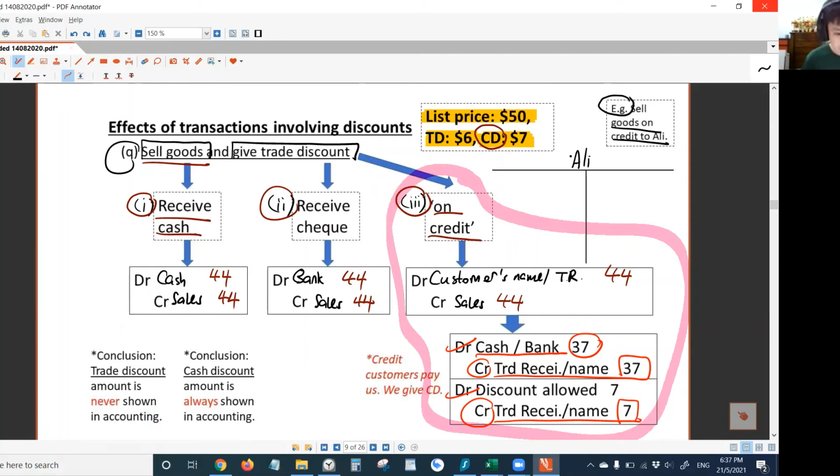After you're done with Ali's account, you snap a picture and show me. Using the information I have circled with the pink color: sell goods on credit.